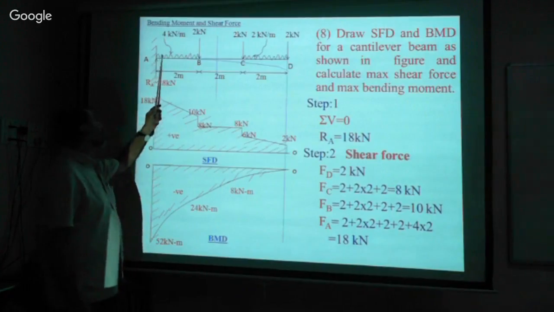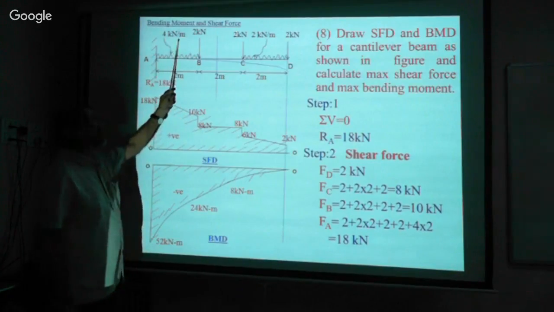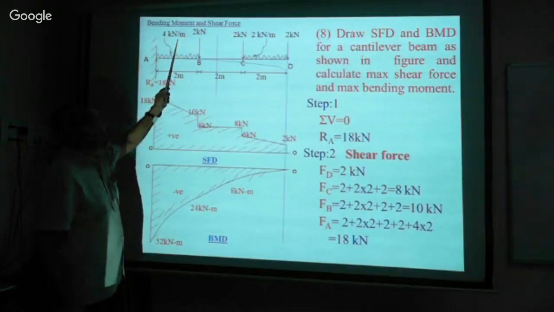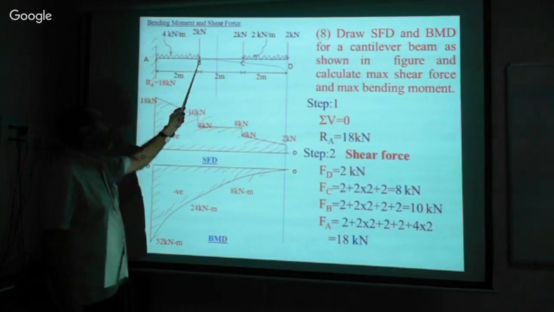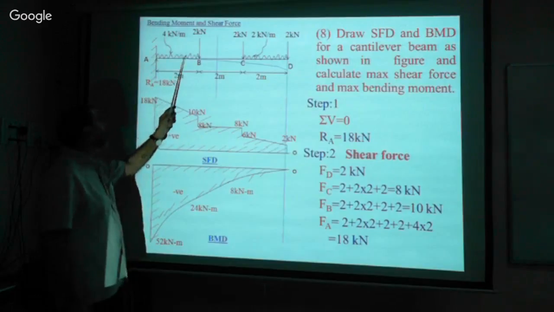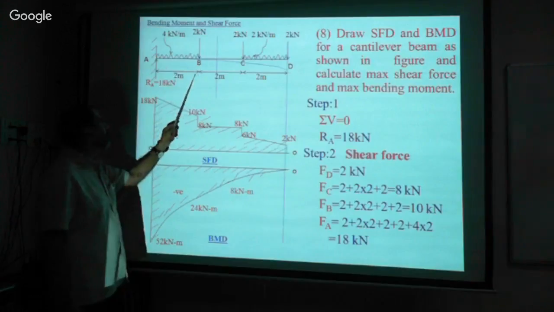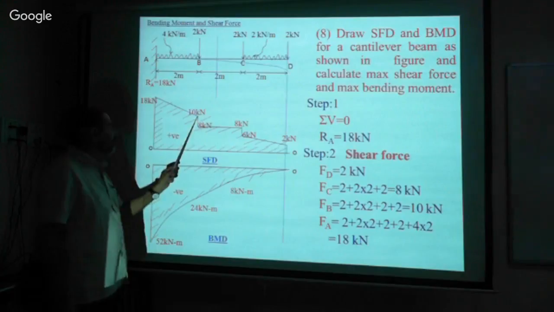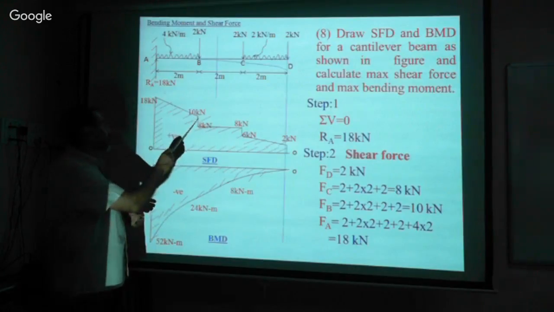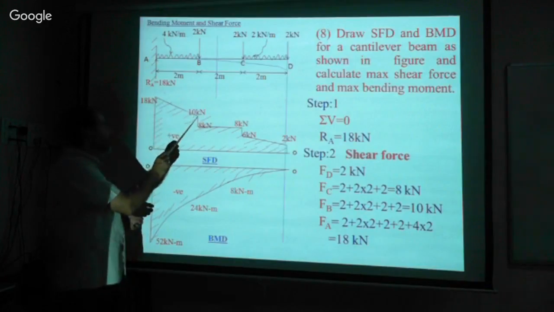And then from here to here, there is 4 kilonewton per meter acting downward. 4 into 2, 8 kilonewton. Therefore, 8 kilonewton is acting downward. It is linearly varying because this is the uniformly distributed load. Over a span of 2 meters, 8 kilonewton load is acting down. Therefore, come down by 8 kilonewton. We have gone up 18, come down 8, and 10 kilonewton remains here.